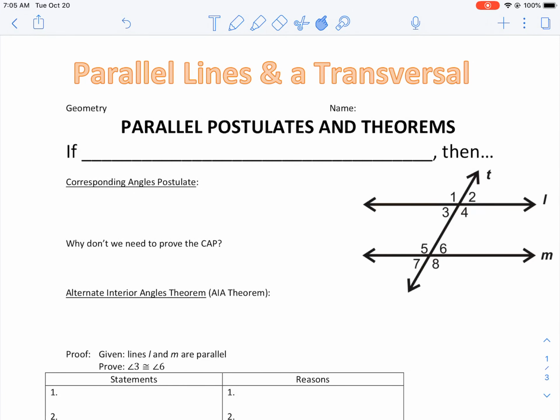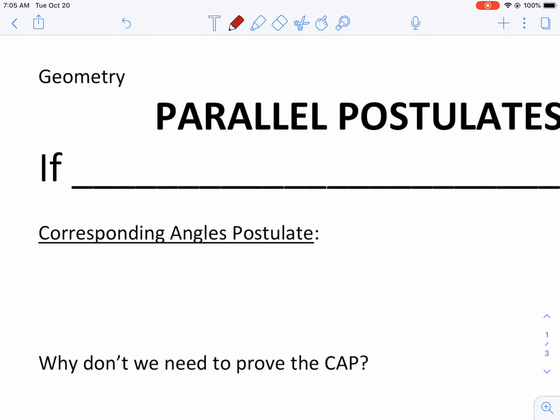Hey guys, in the previous lesson we talked about two lines being cut by a transversal and the angle pairs that made. Today we're going to be talking about some special properties that those angle pairs have if the two lines are parallel. Okay, that's a big if. So this only applies in the special case that the two lines are parallel. So we want to clarify that here.